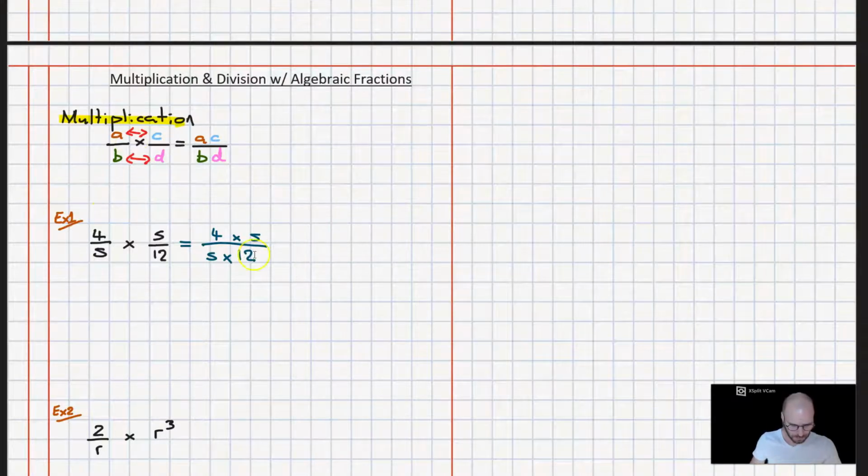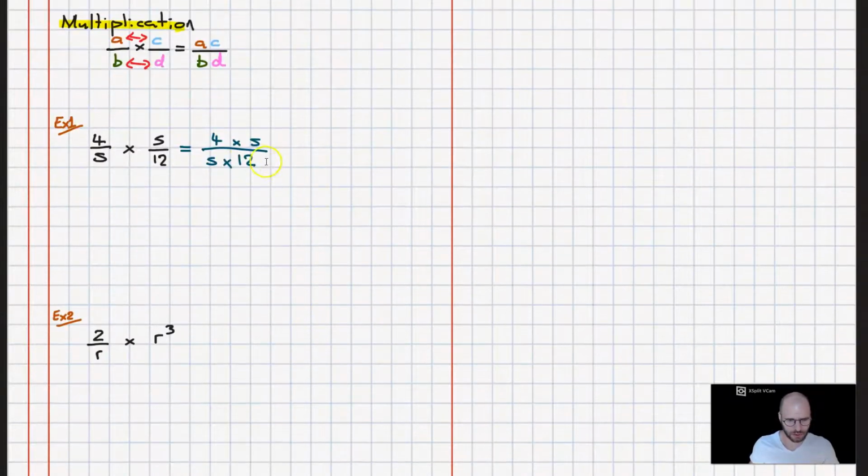Now, if we wanted to, we could simply use our algebraic rules and clean this up so it would become 4s over 12s. But that wouldn't be the simplest answer we could arrange it at. Rather, what we're going to do is break this answer so far down into its factors, and then we're going to simplify.